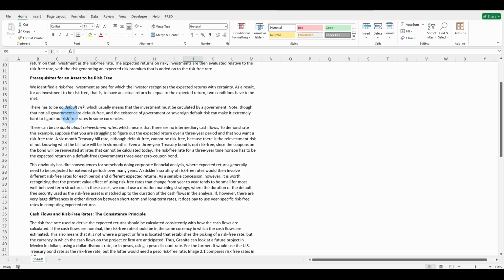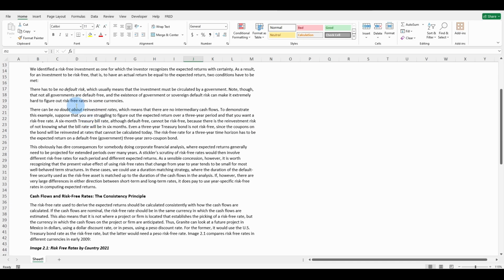Prerequisites for an asset to be risk-free. We identify a risk-free investment as one from which the investor knows the expected return with certainty. As a result, for an investment to be risk-free, that is, to have an actual return equal to the expected return, two conditions have to be met. There has to be no default risk, which usually means that the investment must be issued by a government.